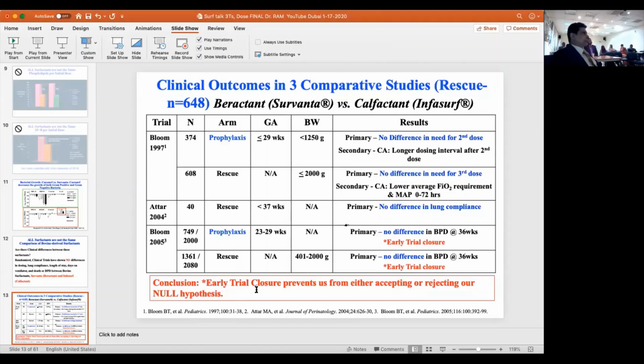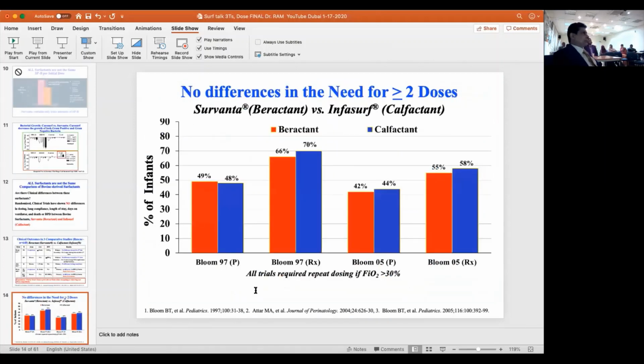Here is the data from those studies. You can see the need for two or more doses was not different between these two surfactants. Somewhere around 50 to 60% of the babies ended up getting a second or third or fourth dose.